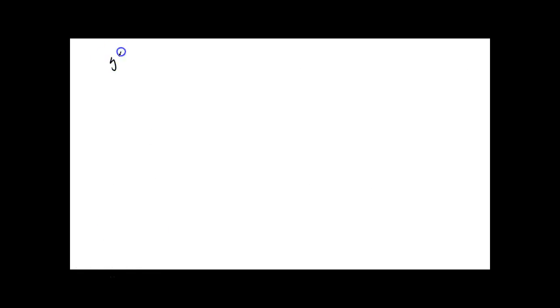y double prime minus 9y prime plus 14y is equal to 3x squared minus 5 sine 2x plus 8x e to the 6x. All right. Now, let's go on and do what we'd normally do. What would be your first step?